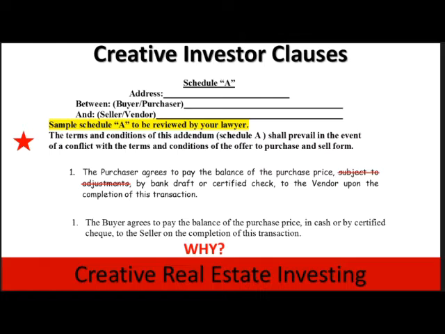However, where I see it, you have that little star there. It quite clearly says that the terms and conditions of this addendum, Schedule A, shall prevail in the event of a conflict with the terms and conditions of the offer to purchase and sale form. So, if there is any conflict between what Schedule A is saying versus what the offer to purchase is saying, then Schedule A shall override the purchase agreement. The question is, why is that?